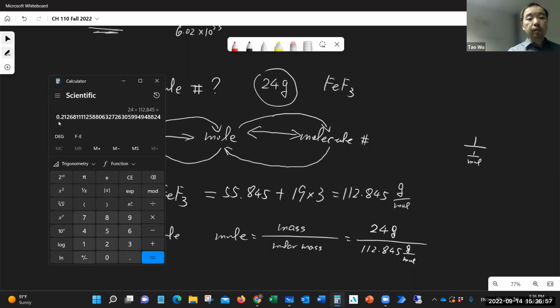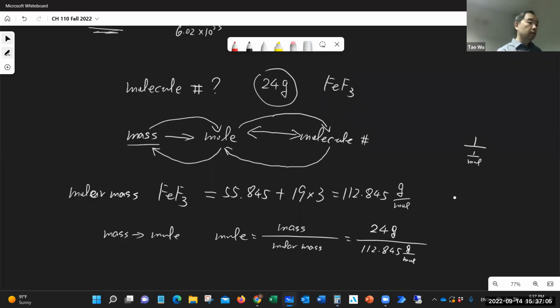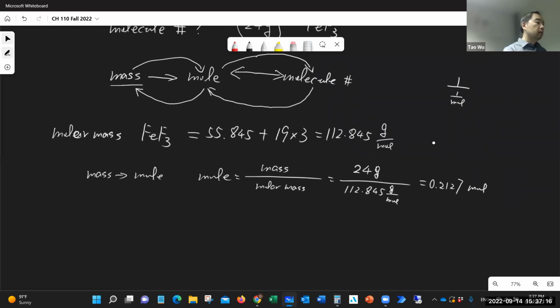This is 0.21268, so I'm going to keep 0.2127. So that's equal to 0.2127, and that is in moles. Once you've got the moles, we are going to figure out the molecule number.